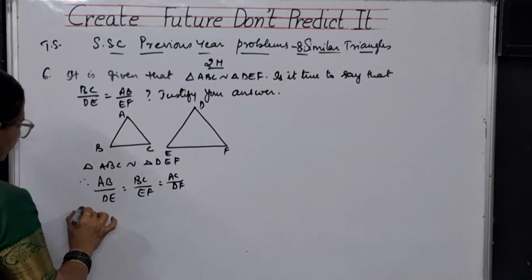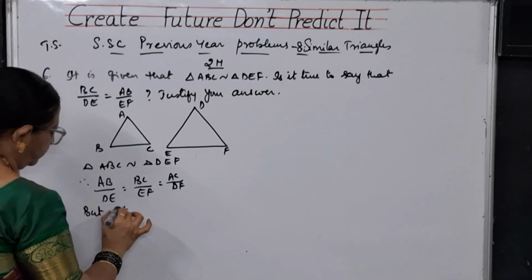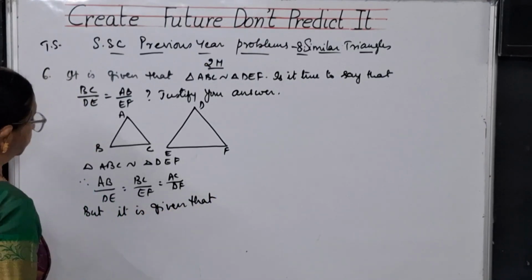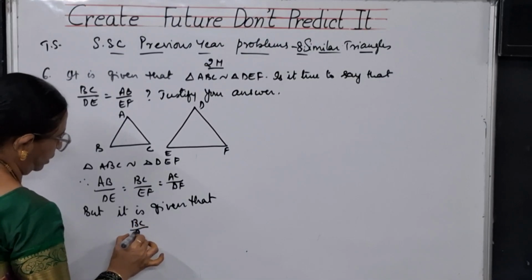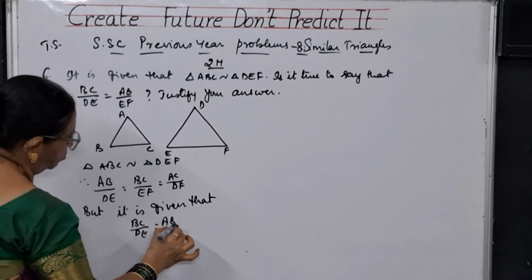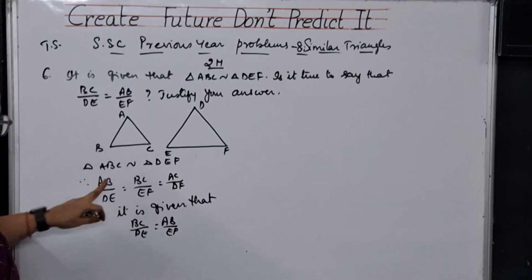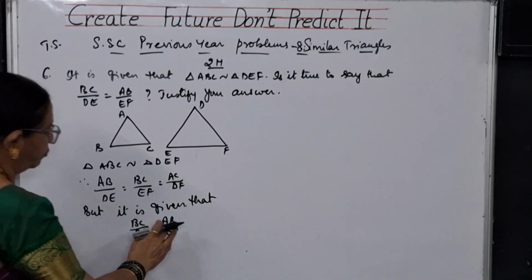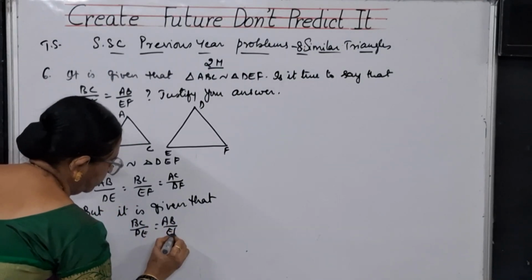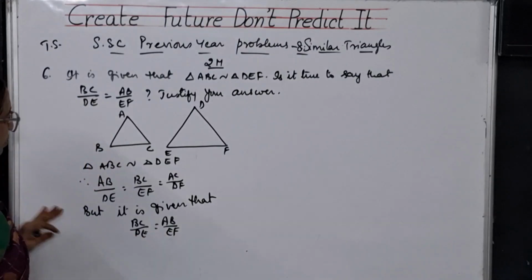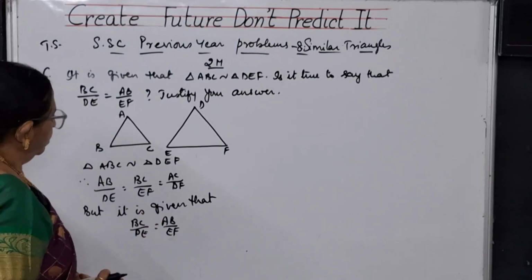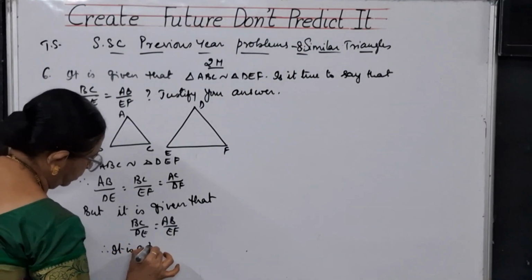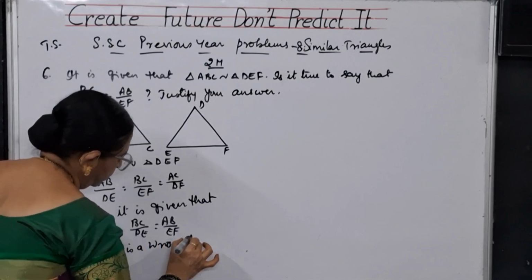But what is given? It is given that BC by DE is equal to AB by EF. Did you get that? BC by EF you should get, not DE. AB by DE you should get, but not EF. So, BC by EF they have given. But it is given that BC by DE is equal to AB by EF. So, therefore, it is a wrong statement.